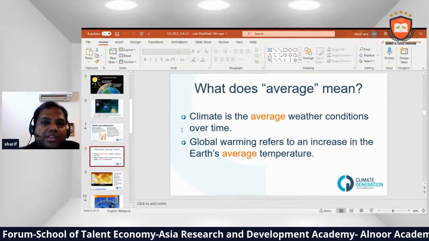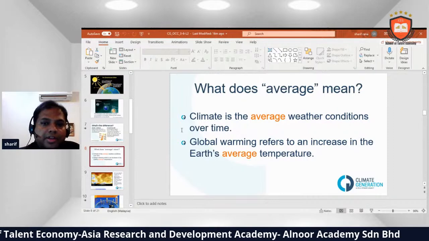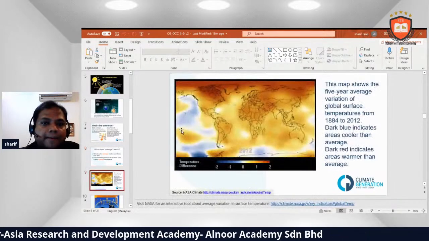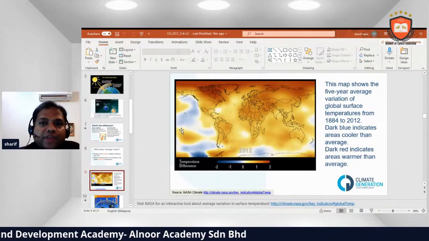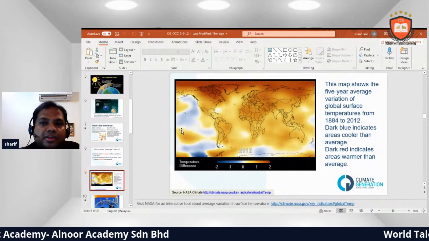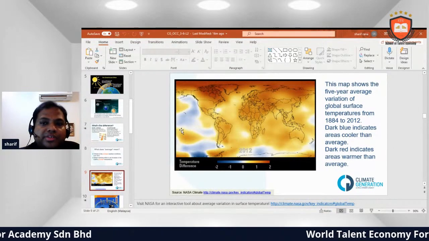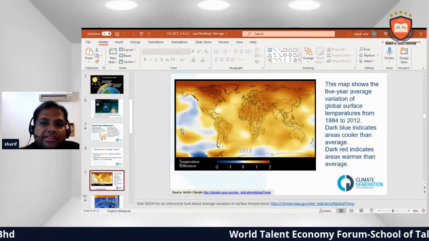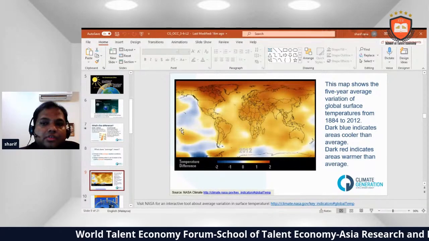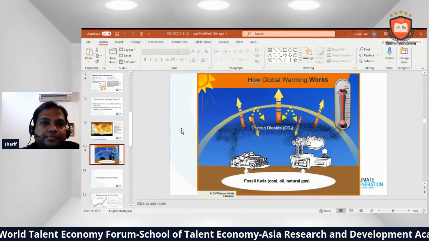Climate is the average weather conditions over time. Global warming refers to an increase in the Earth's average temperature. The map shows the 5-year average variation of the global surface temperature from 1884 to 2012. Dark blue indicates areas colder than average. Dark red indicates areas warmer than average.